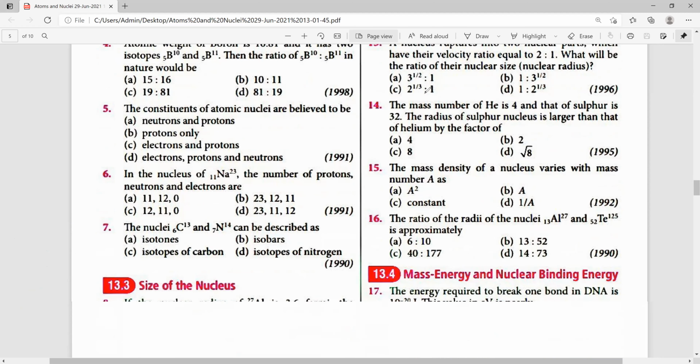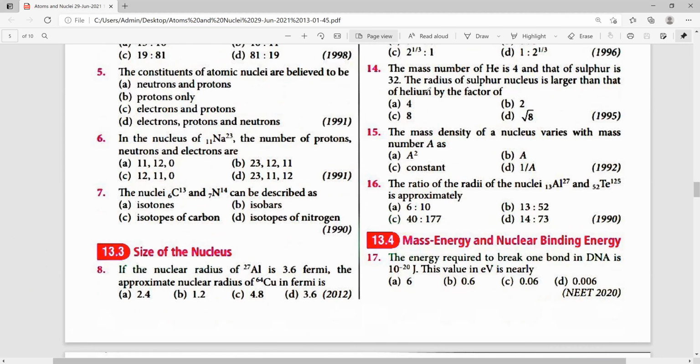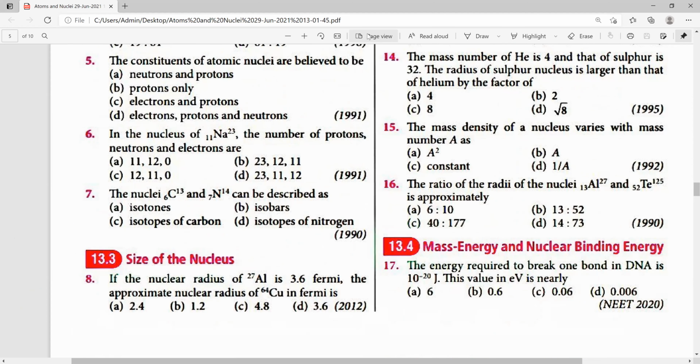Next, fifth one. The constituents of atomic nuclei are believed to be: first option, neutrons and protons; second, protons only; third, electrons and protons; fourth, electrons, protons and neutrons. Nucleons contain only neutrons and protons. Therefore, the first one is the right answer.